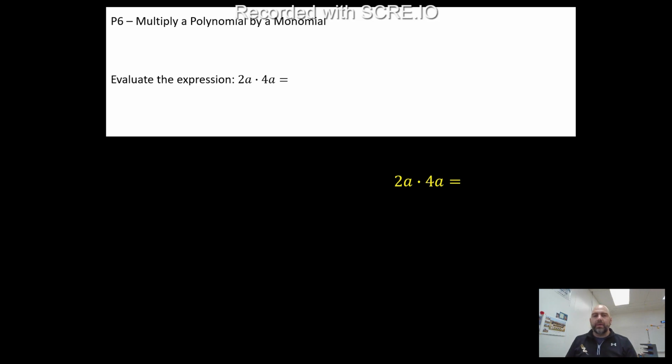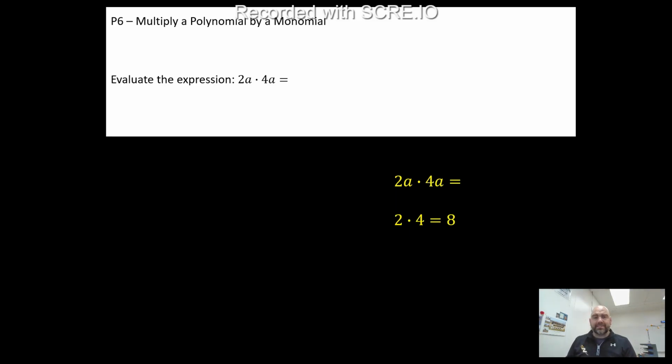Now, there is always a coefficient in front of a variable. If there is nothing showing up, that coefficient is a 1. That coefficient could also be negative. In this case, they're not. They're both positive. But we need to multiply our coefficients together. So here, it's going to be 2 times 4 because those are our two coefficients. And so our new coefficient, or our new number here, is going to be 8.